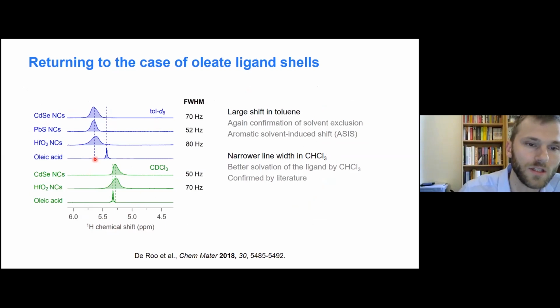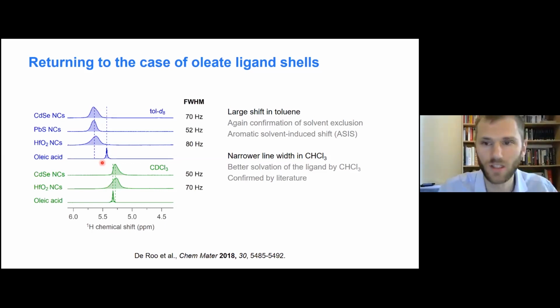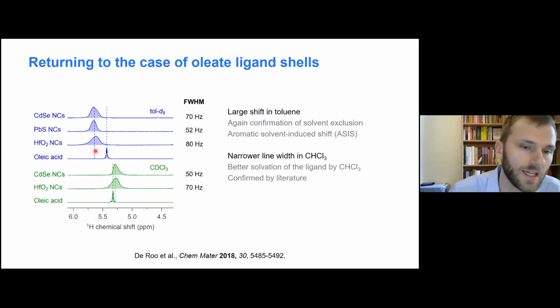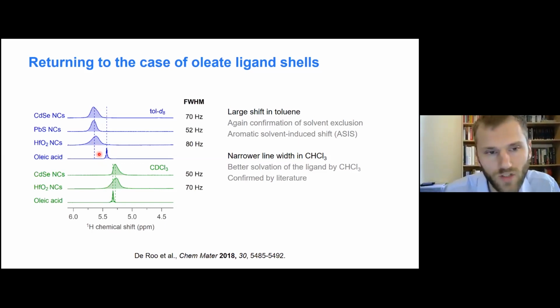And then you see that in toluene, or in any other aromatic solvent, there is a big difference between the chemical shift of the bound state and of the free state. Now, there is such a thing in aromatic solvents as the aromatic solvent-induced shift, meaning that an aromatic solvent causes all the resonances to shift in a certain direction with respect to an aliphatic solvent. So now you can understand this shift because of solvent exclusion.